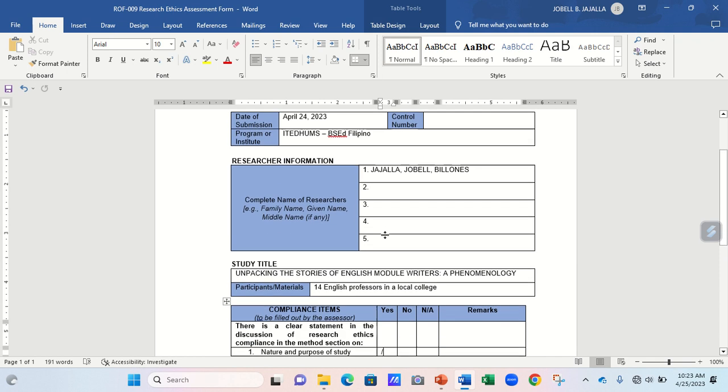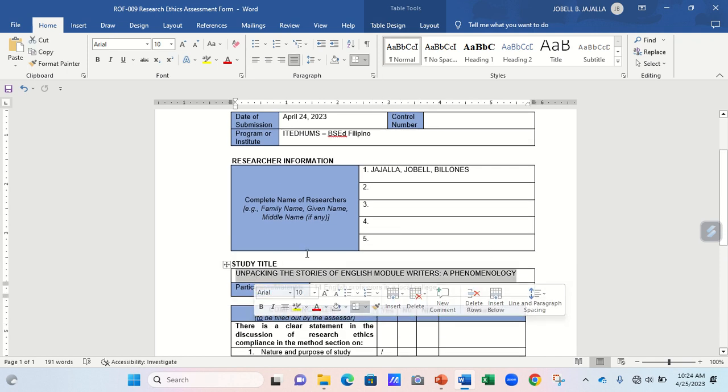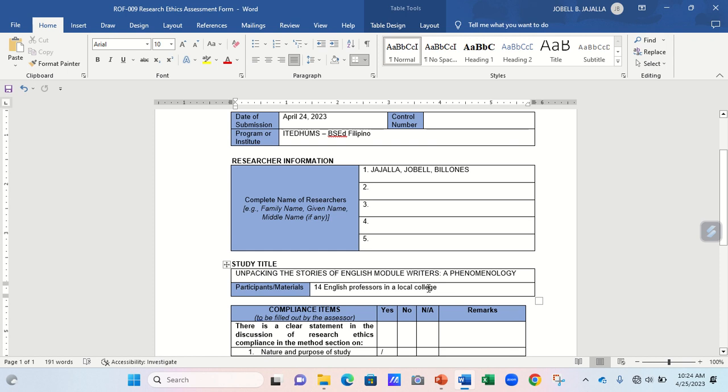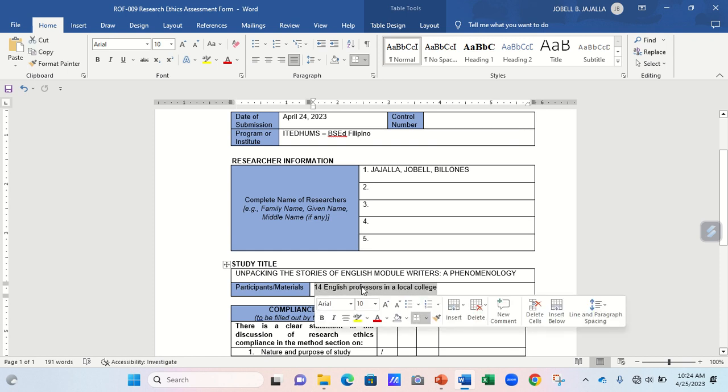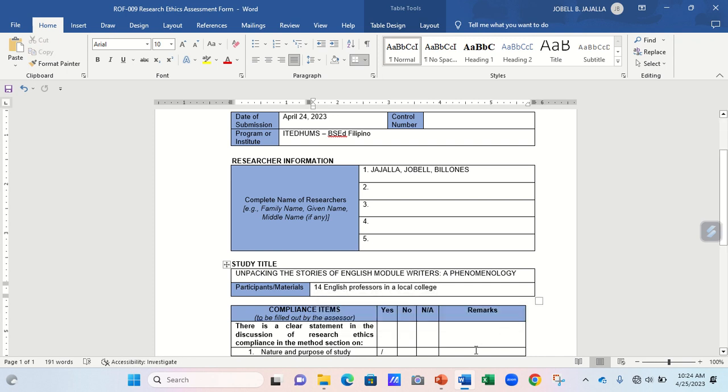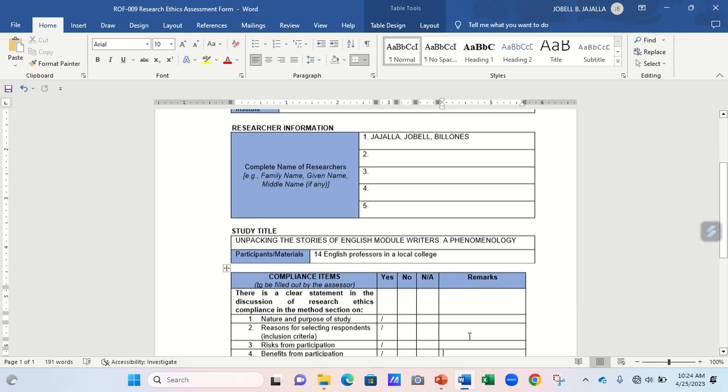And for the study title, just write down the complete title of your study. For the participants or materials, just articulate who the participants are, how many the participants are, and where you are planning to get the participants. In this case, we have here 14 English professors in a local college. Now, that one is for the quantitative sample.